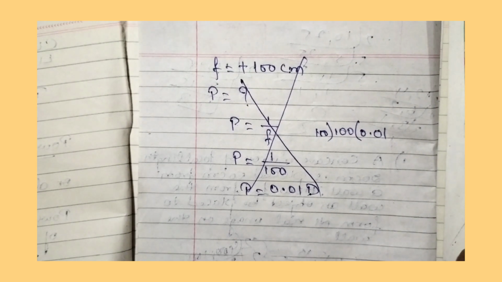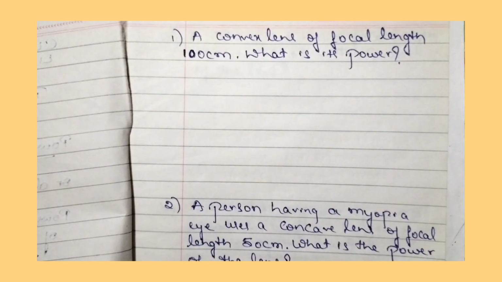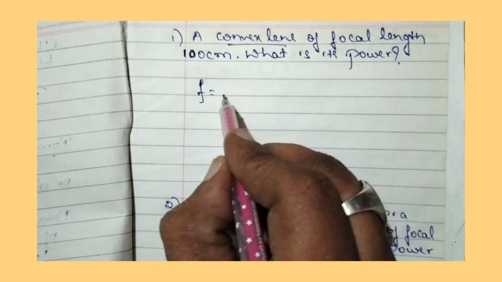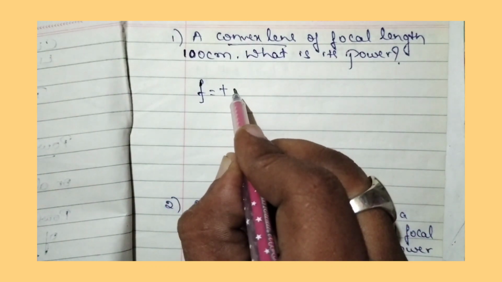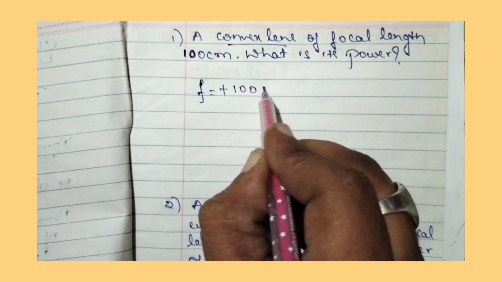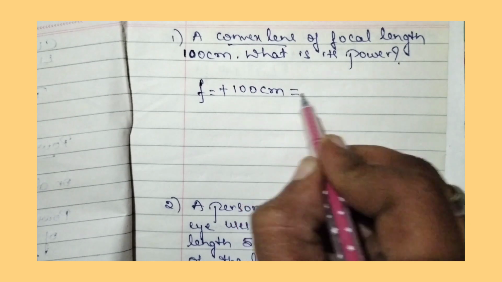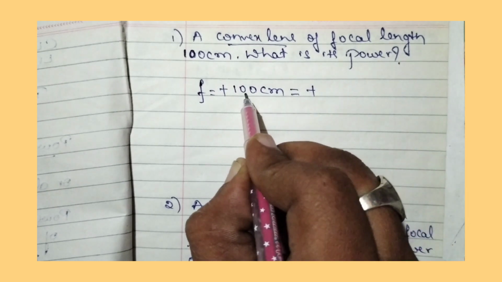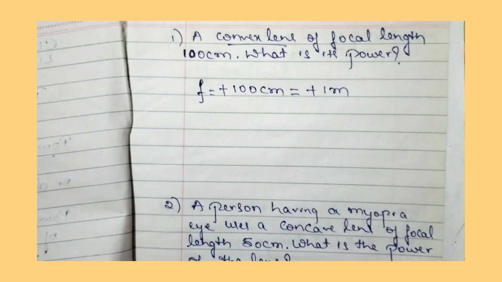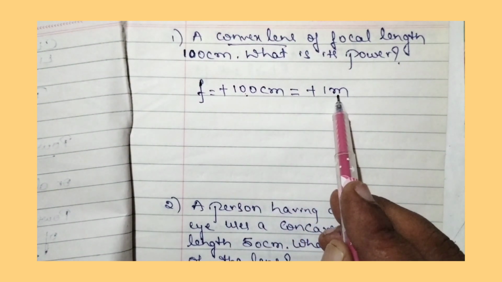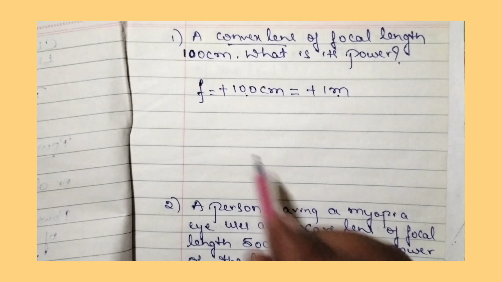So then what should we do? Let us see how to find this one. Focal length is given, and since it is a convex lens you have to write plus. The focal length is given as 100 centimeter. Now you convert this 100 centimeter into meter. So 100 centimeter is equal to 1 meter. So the focal length is expressed in meter, and now power can be expressed in diopter.